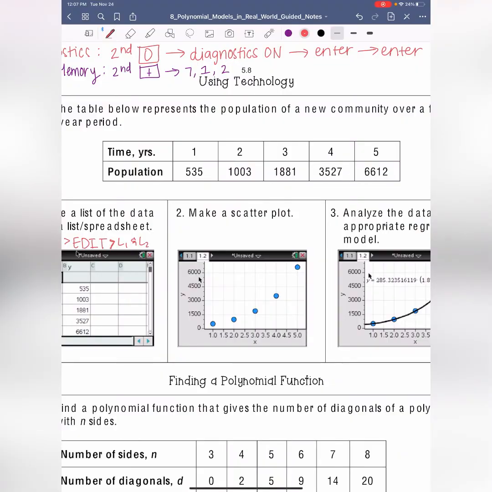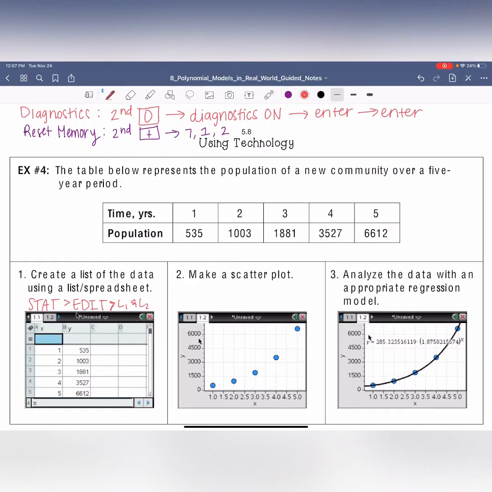Okay, so the next thing it says is make a scatter plot. So remember, to make a scatter plot, we're going to go to second, and then hit the Y equals button, which on top of it says stat plot. So we're going to stat plot. And then on the normal calculator, you go to number 1 and you turn it on.